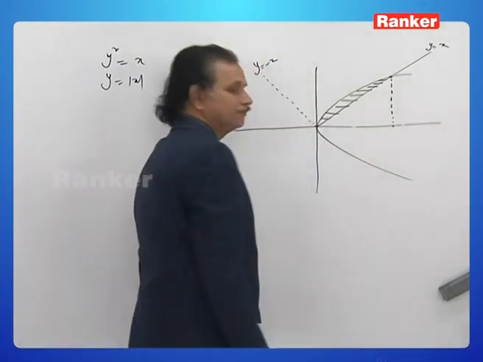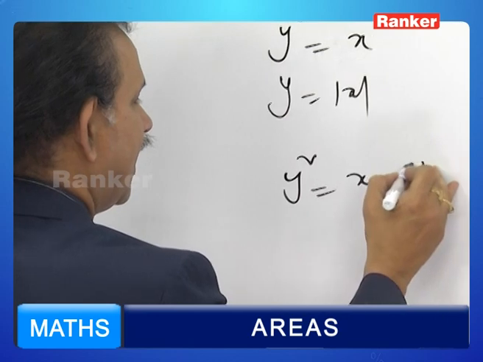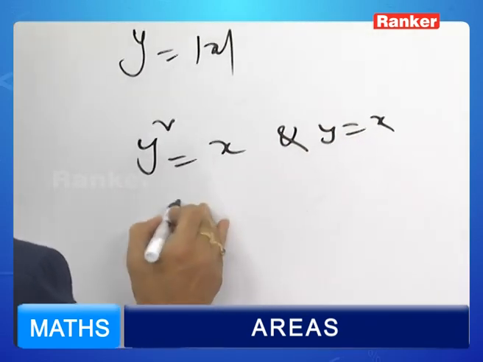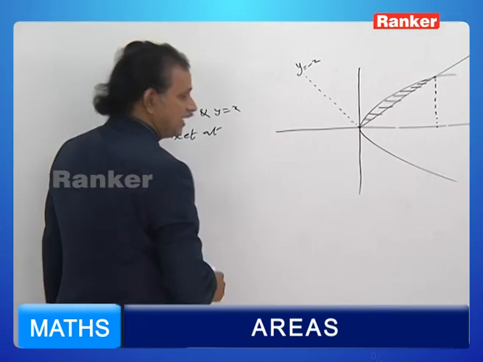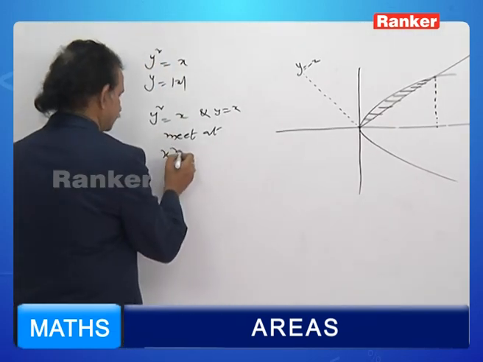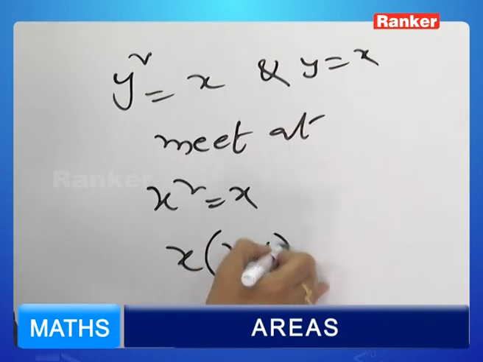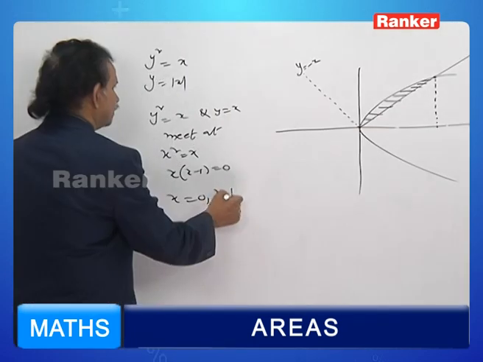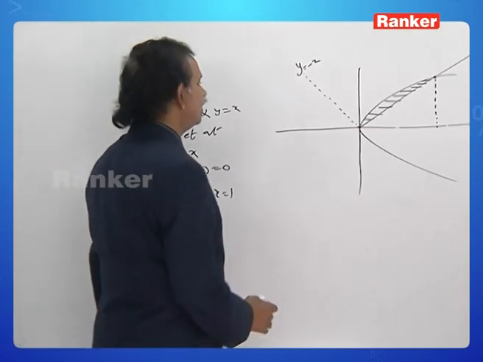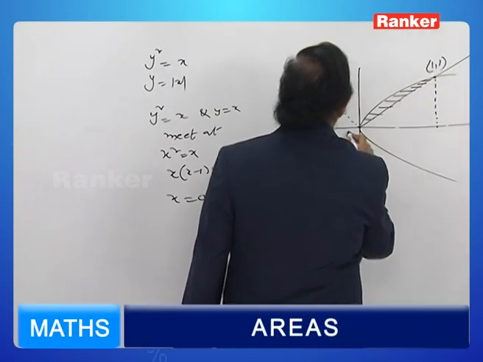What is this point? Y square is equal to x and y is equal to x meet at x square is equal to x. That is, x into x minus 1 is equal to 0. That is, x equal to 0 and x is equal to 1. If x is equal to 1, automatically y is also 1. Then this point is 1 comma 1. This is 0 comma 0.